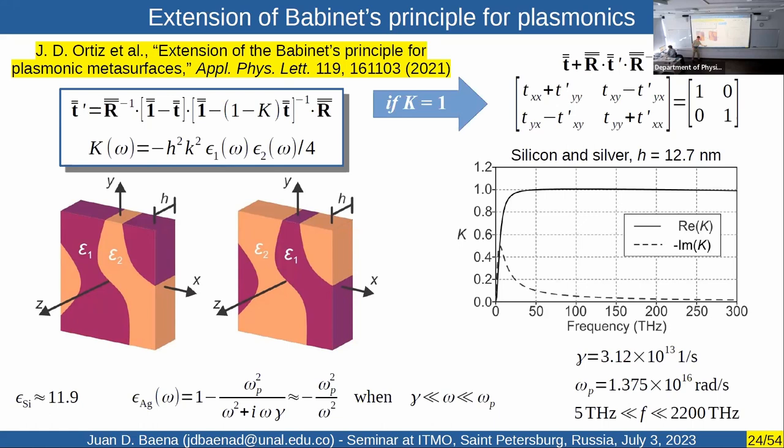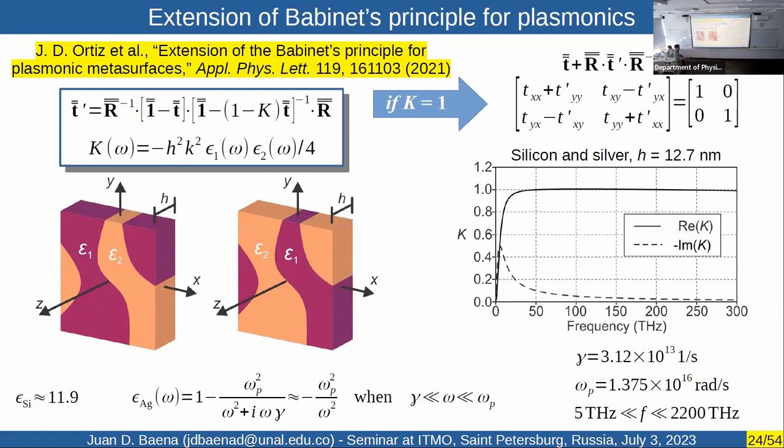Finally, we have this approximation. It's going to be valid when the frequency is much bigger than the collision frequency, but much smaller than the plasma frequency. Is it possible? Yes, because for the specific case of silver, the collision frequency is between 2 and 3 orders of magnitude smaller than the plasma frequency.